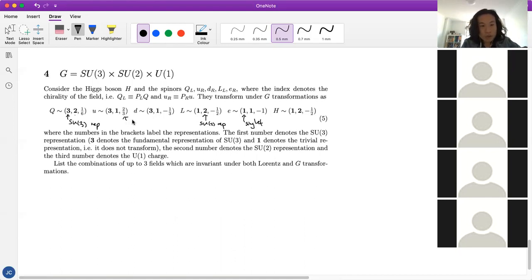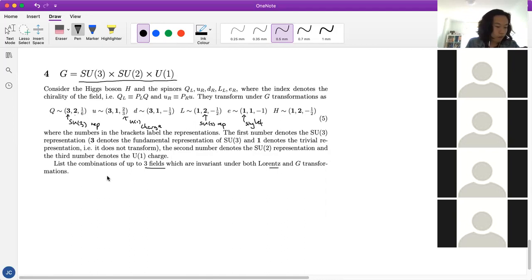And then the third one is just the U1 charge. So in this case, it's just the electric charge. So electrons have -1. The quarks have their charges, and the Higgs has a charge as well. So this just tells you all the information about how this particular spinor transforms under this field. Okay, and now what we want to do is list the combination of up to 3 fields. So linear combination of 3 of these that are invariant under both Lorentz and the G transformation. The G's are invariant under all 3 of these transformations.